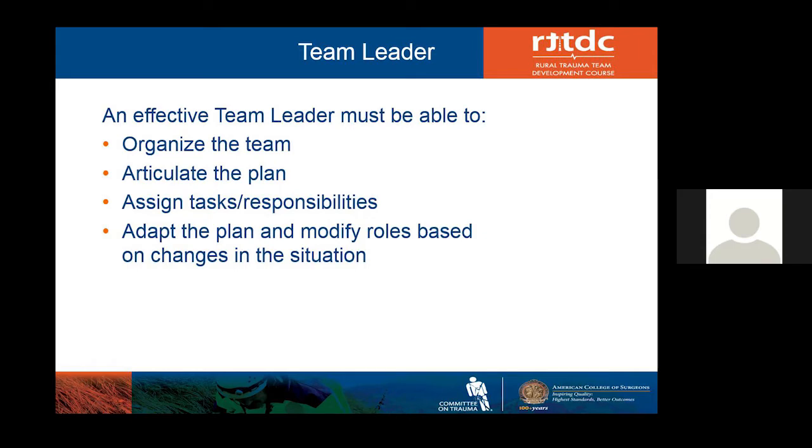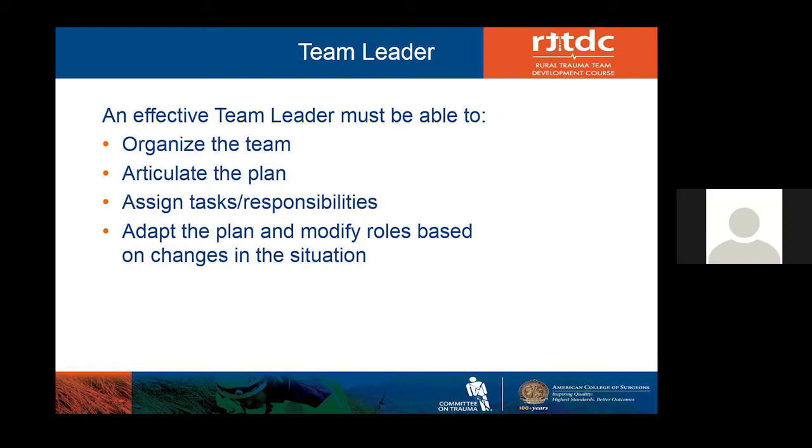So the team leader must organize a team, articulate the plan, assign the appropriate responsibilities, usually before the trauma patient gets there, if at all possible, or even as a predetermined plan that these are the tasks for the people that are going to be participating in this trauma team. And then adapt that plan or modify the roles based on the changes in situations. Someone may have called off, you may be down a person, you have to be flexible, you have to adapt and overcome and take care of the patient.